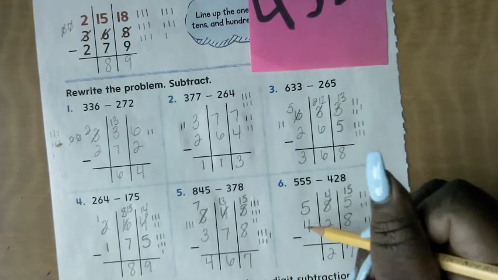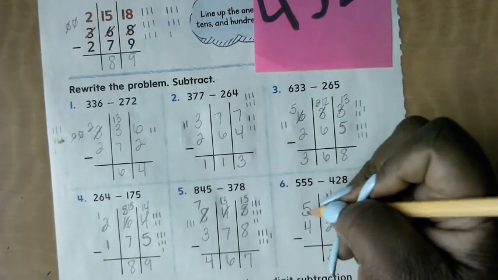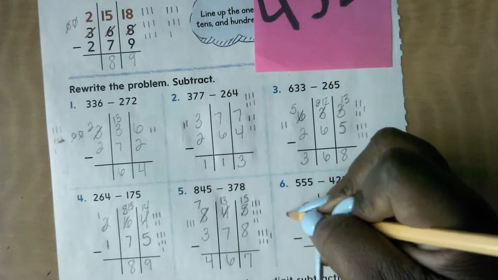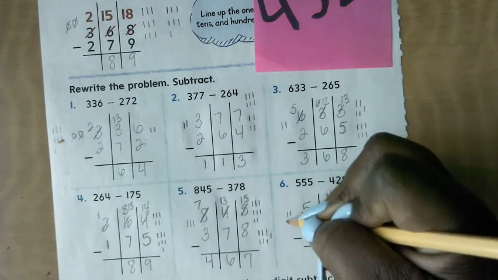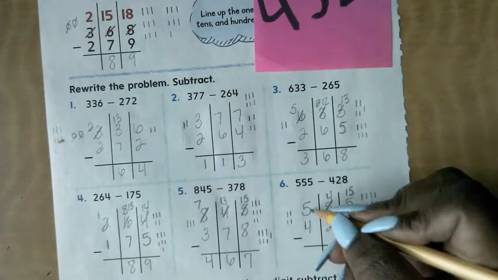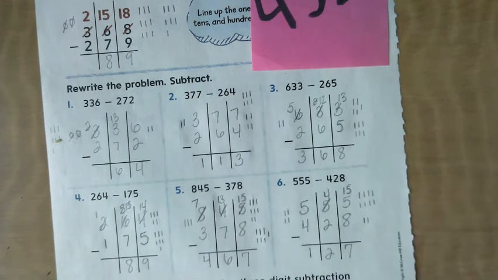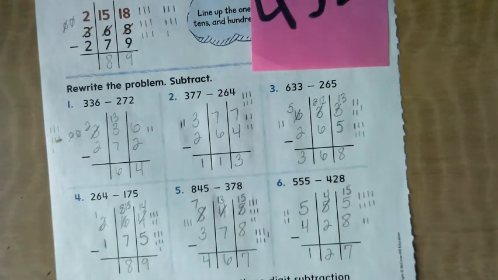And then we have 5 minus 4. And let's take that away. 5, 4, 3, 2, 1. 5 minus 4 is 1. 127.